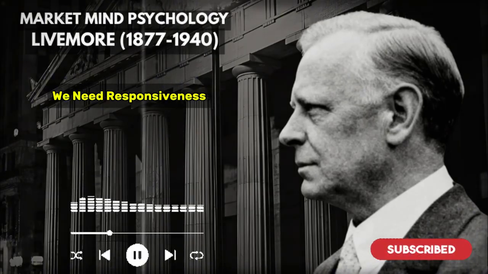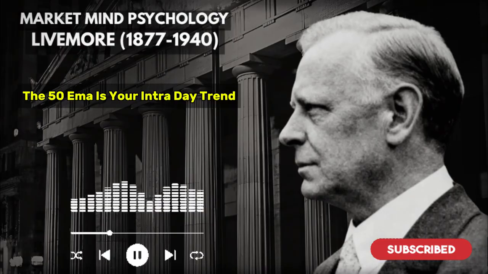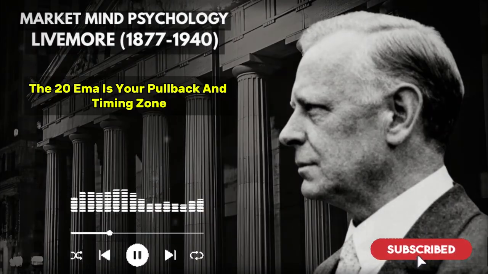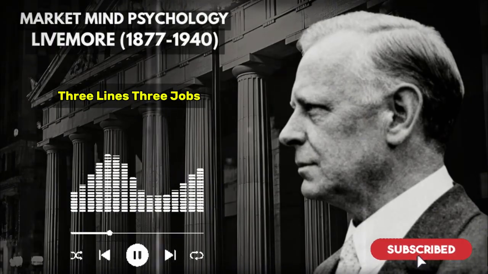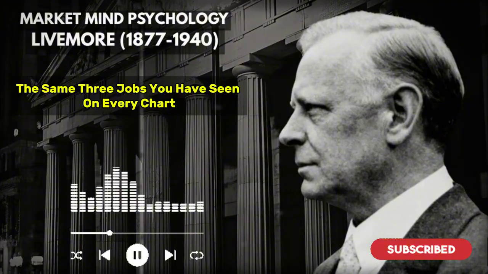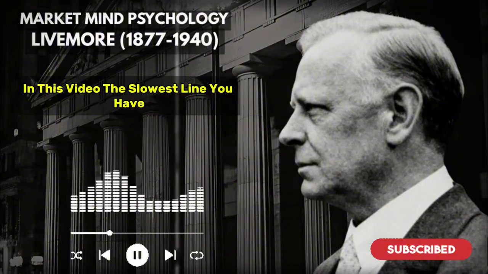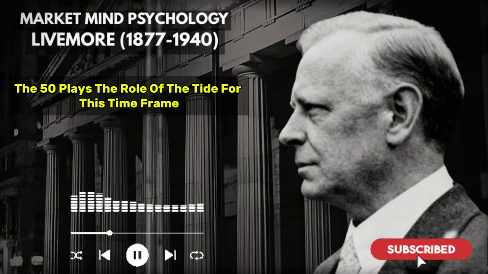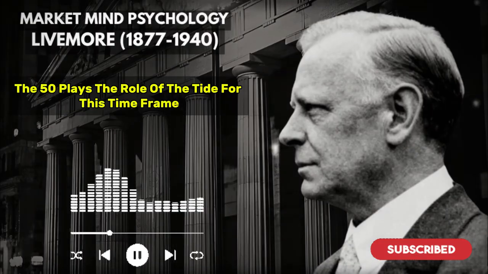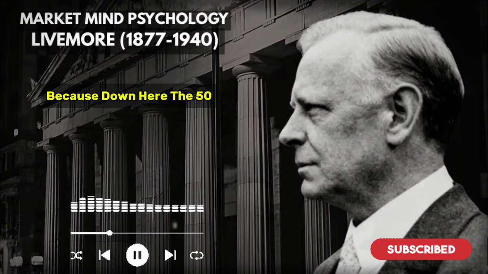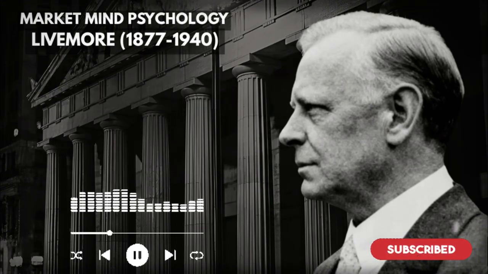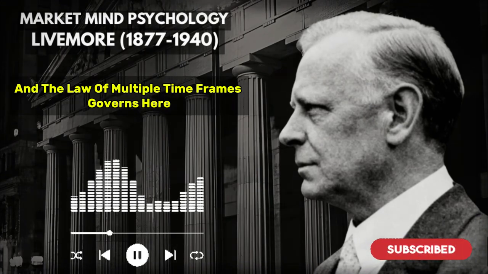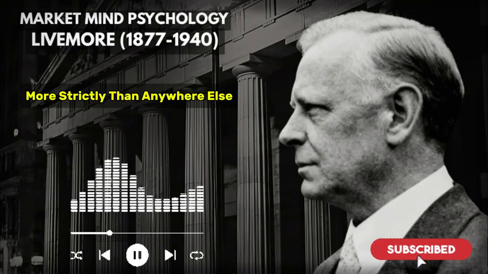We need responsiveness. The 50 EMA is your intraday trend, the backbone of the session. The 20 EMA is your pullback and timing zone, and the 9 EMA is your momentum line. 3 lines, 3 jobs. The same 3 jobs you have seen on every chart in this video. The slowest line you have, the 50, plays the role of the tide for this time frame, because down here the 50 is as far back as the relevant memory of the day trader goes. And the law of multiple time frames governs here more strictly than anywhere else.